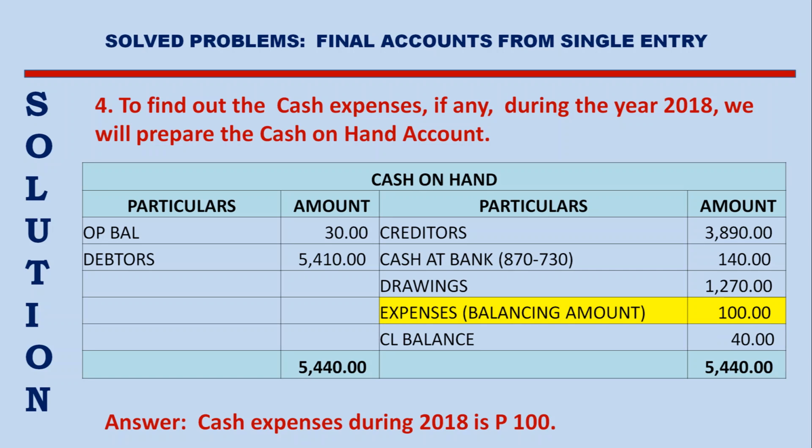Cash at bank 140. Deposited into bank. Drawings 1270. Closing balance 40. Expenses, balancing amount 100. Total receipts 5440 and total payments including closing balance is 5440. Cash expenses during 2018 is 100.